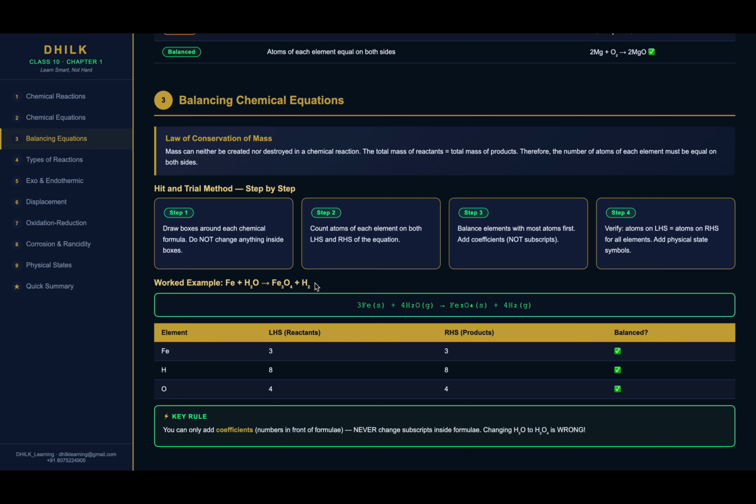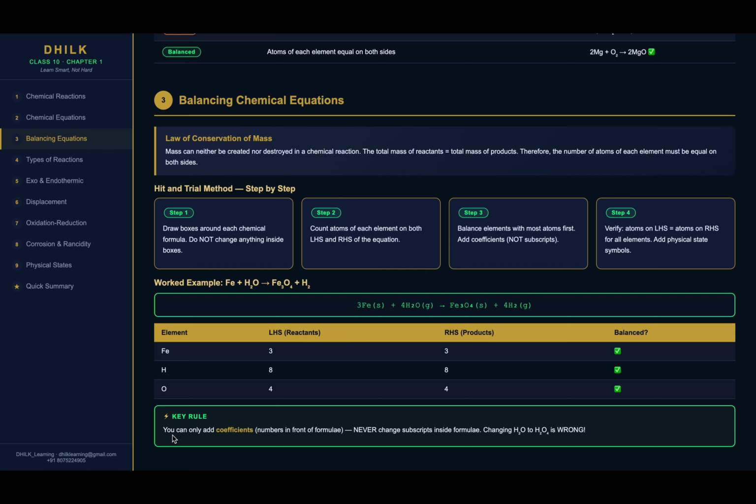So what will our equation be now? 3Fe plus 4H2O gives Fe3O4 plus 4H2. There are 3 iron atoms on the left and right sides, 4 oxygen atoms on the left and right sides, and 8 hydrogen atoms on both sides. Okay, so this equation is balanced now. We converted this skeletal equation into a balanced equation. This is how you have to balance chemical equations.